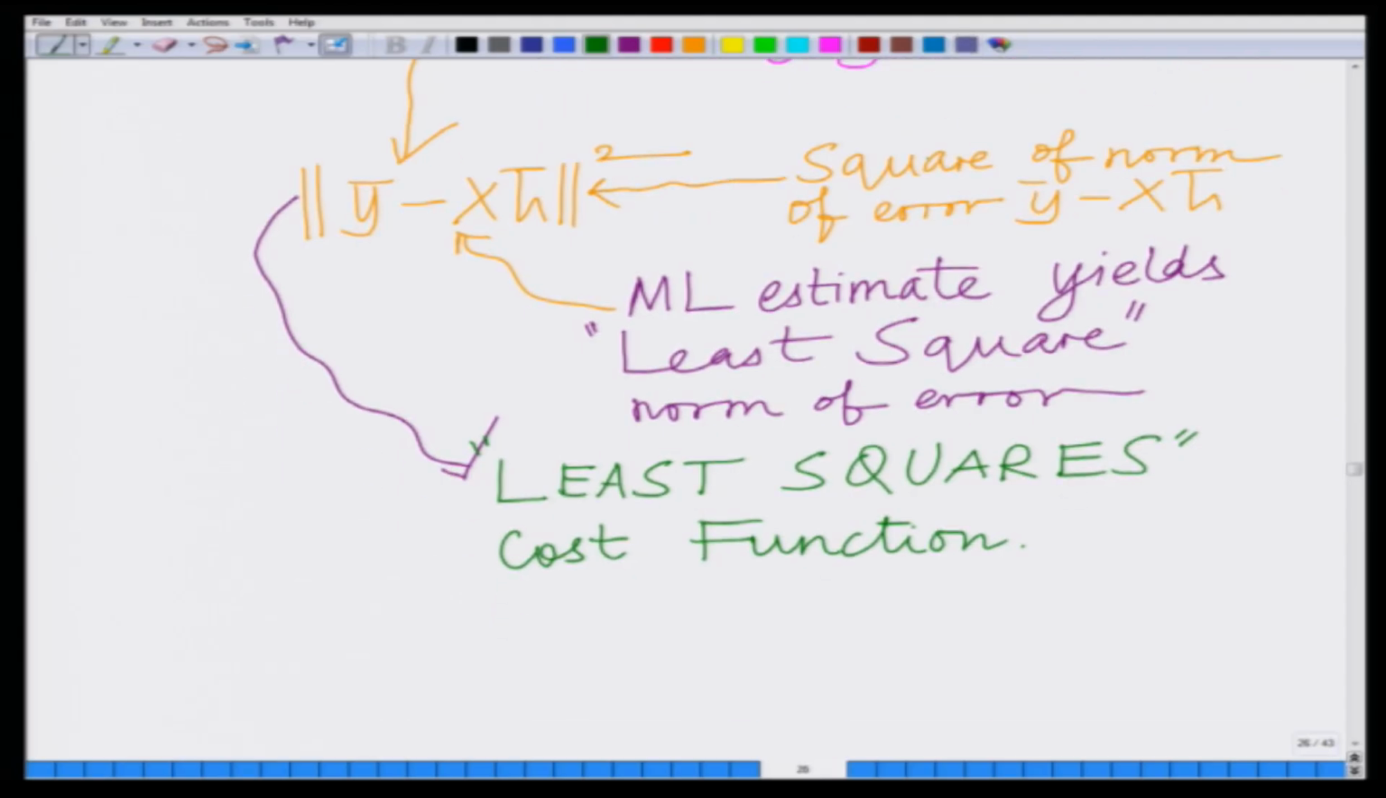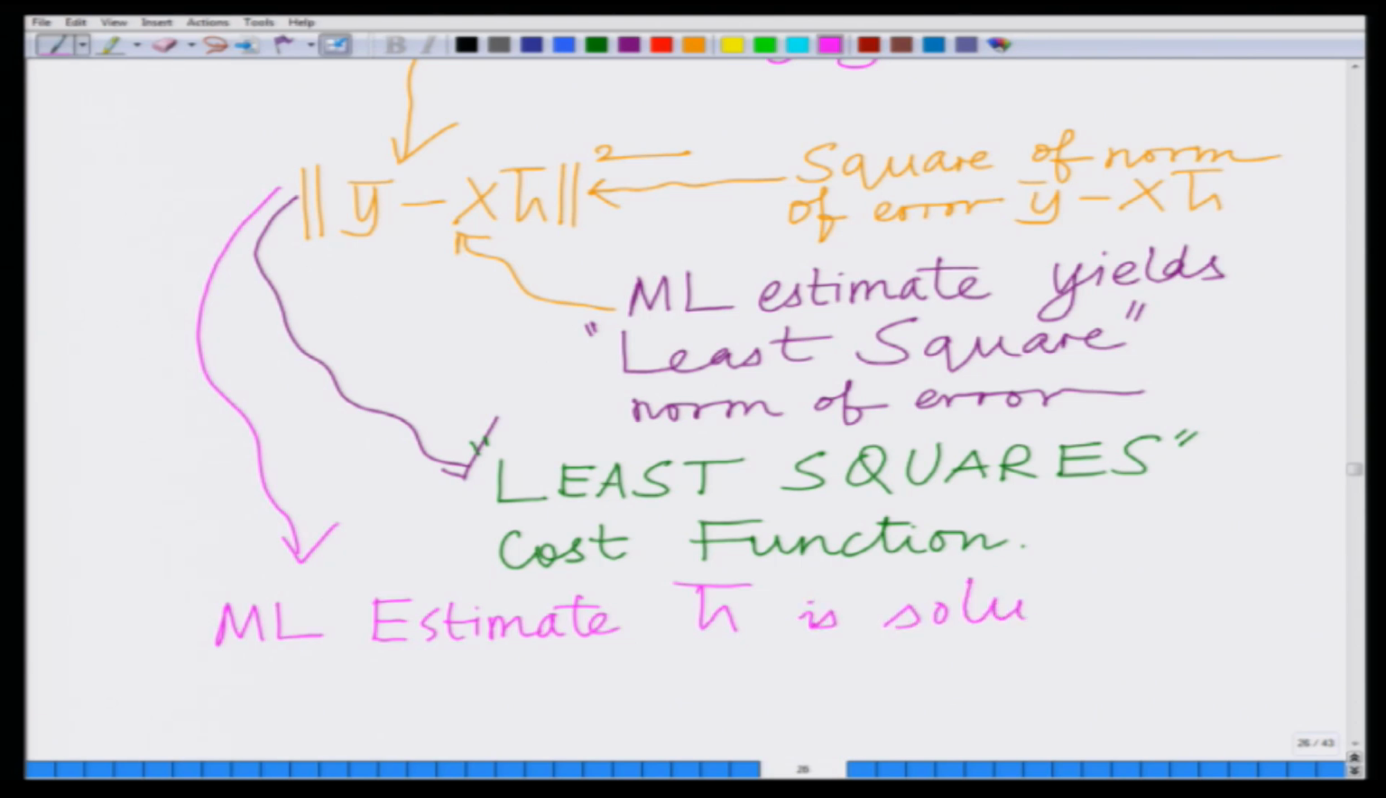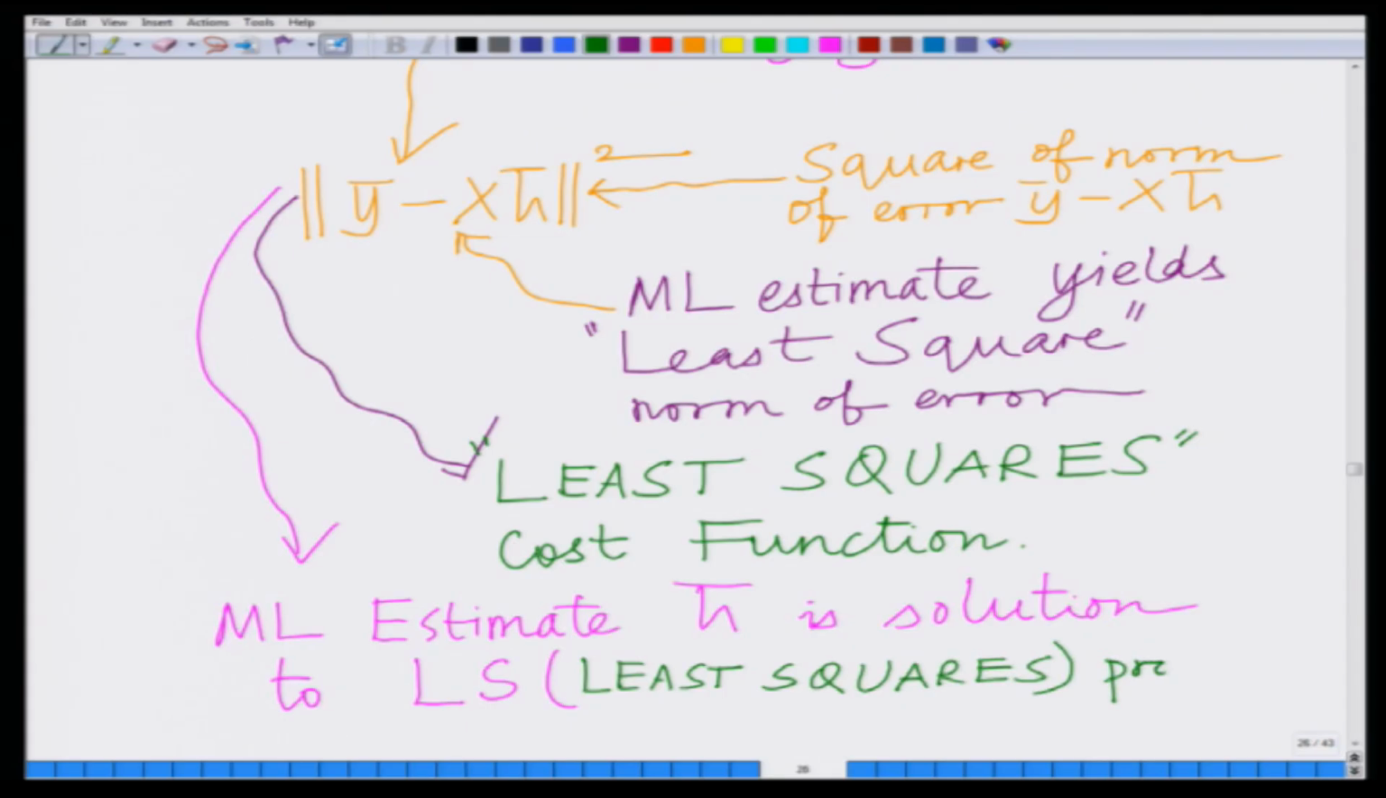So, colloquially, the ML estimate is the solution to LS. Basically LS is the abbreviation of least squares, so the ML estimate is the solution of the least squares cost function or the least squares problem. All right.